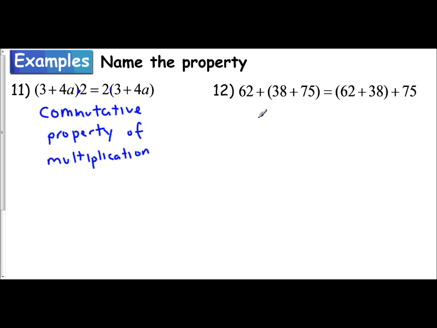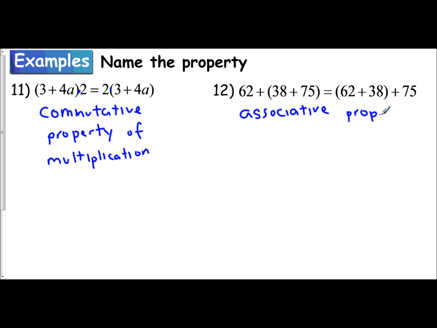If we look at the next example, I see 62 plus my parentheses 38 plus 75 on the left, but on the right, I have my parentheses starting to contain 62 and 38, and my plus 75 on the outside. So if I examine the left side and the right side, it looks like my parentheses moved from containing the 38 and 75 to containing the 62 and 38. So therefore, this is the associative property. My grouping symbols moved. So it's the associative property.